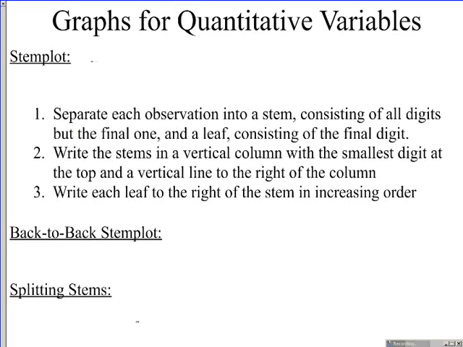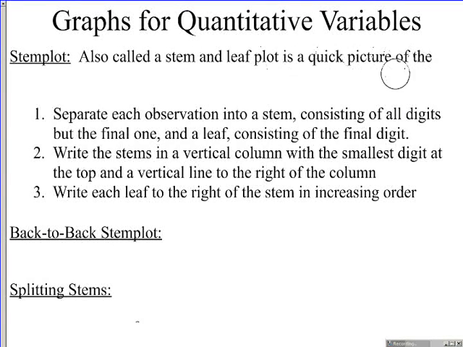For quantitative variables, there are a few different graphs that we can use. Stem plot is one. A stem plot is sometimes referred to as a stem and leaf plot, and it's a quick picture of the shape of a distribution.